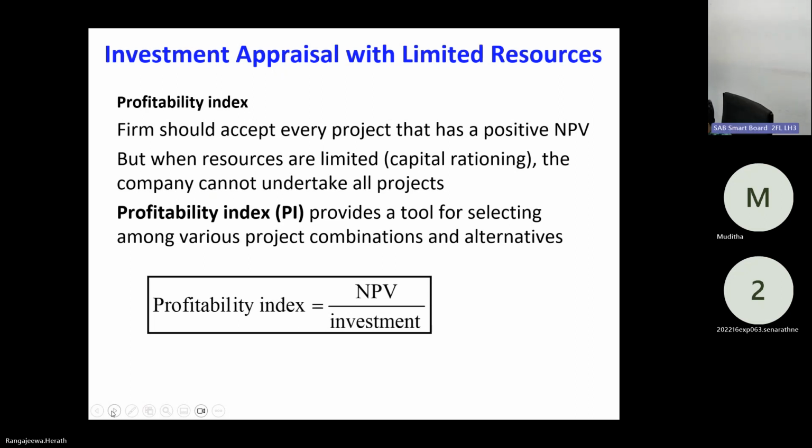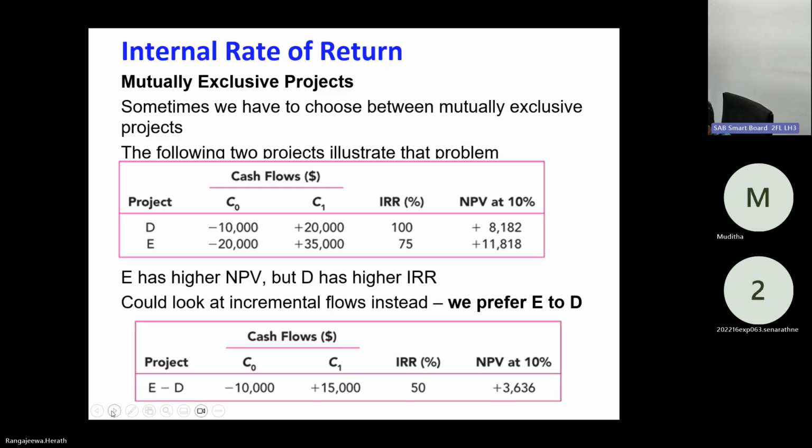Then you have different projects. Now here, project D has 10,000 initial outflow. Project E has 20,000 initial outflow. And the positive NPV of project D is 8,000, project E 11,000. Now which project should you invest in? You can't accept both projects.